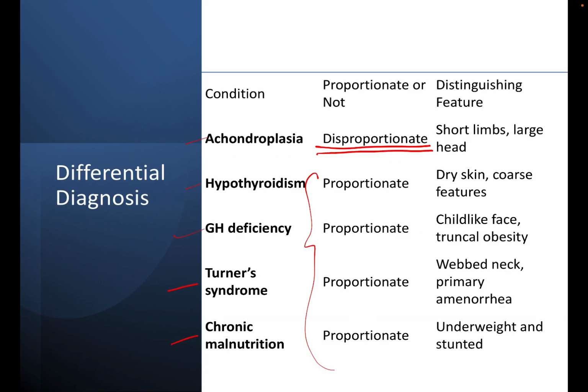But in case of hypothyroidism, there will be low IQ, dry skin, and coarse features. In growth hormone deficiency, there will be truncal obesity and a childlike face. In Turner syndrome, webbed neck and primary amenorrhea. Chronic malnutrition will be associated with underweight and stunting.